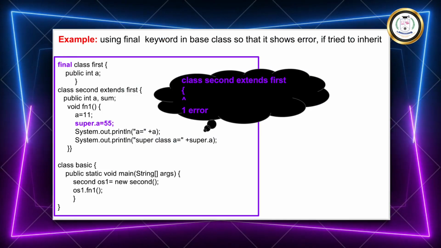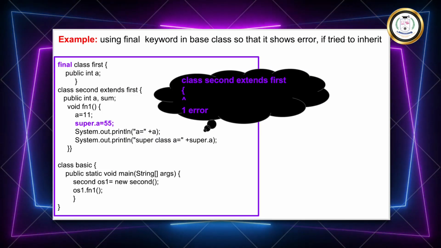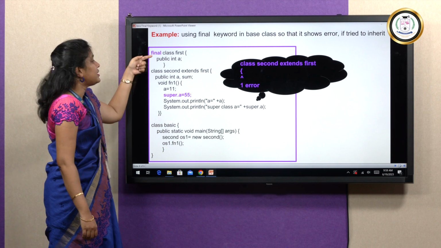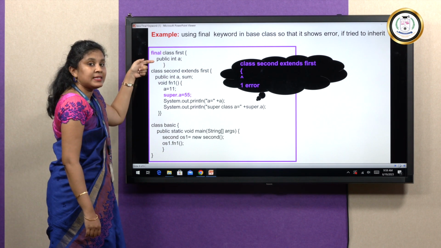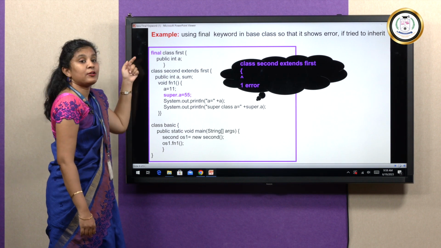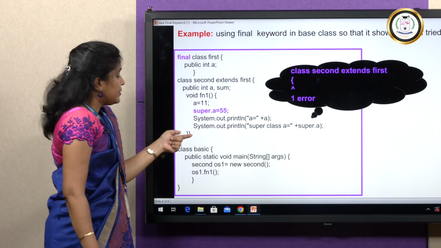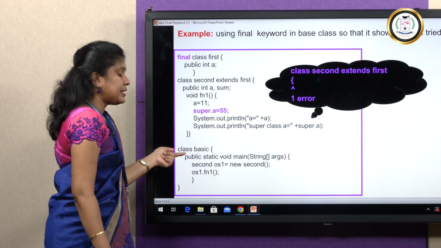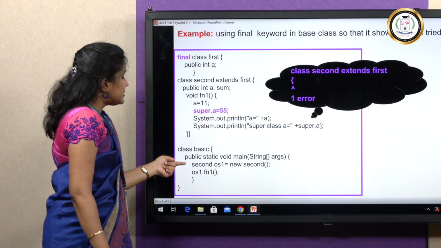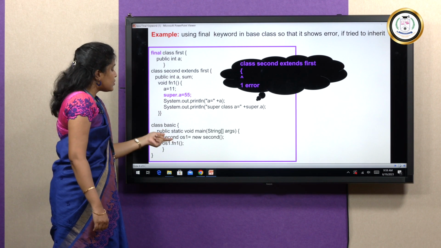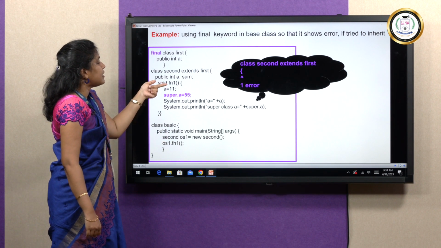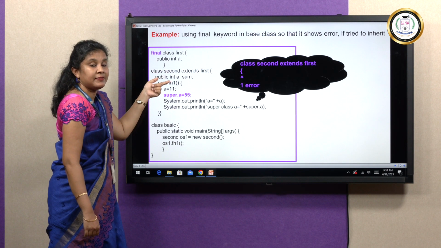We will get an error like this. So whenever I have a program with single inheritance and a final keyword present in my base class, this particular class cannot be inherited anywhere. Then I have a class which contains my main function. Inside this, I have created an object for my derived class. Using this object, I am trying to call my fn1 function, which is there in my derived class.